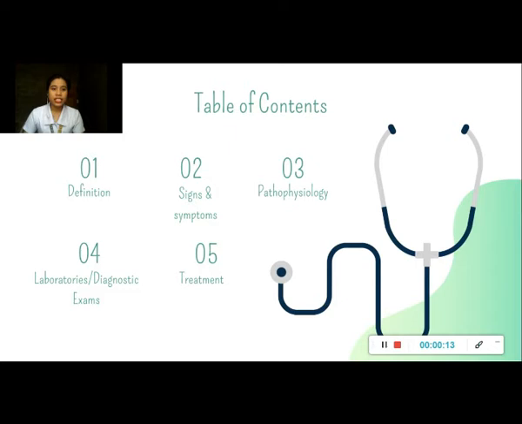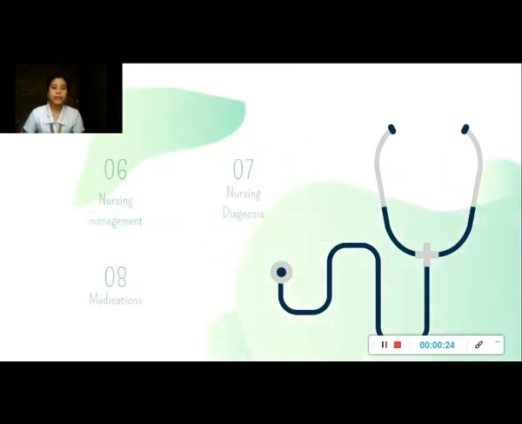So this is our table of contents. Number 1, definition. Number 2, signs and symptoms. Number 3, pathophysiology. Number 4, laboratories or diagnostic exams. Number 5, treatment. Number 6, we have here nursing management. Number 7, the nursing diagnosis. Number 8 is the medications.